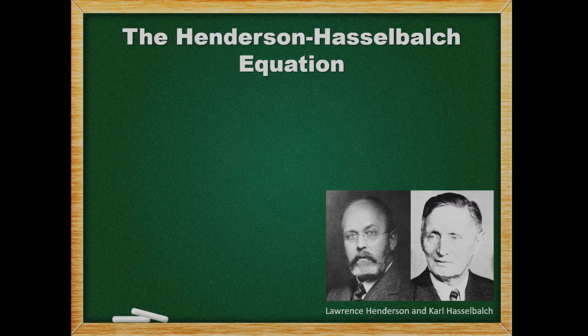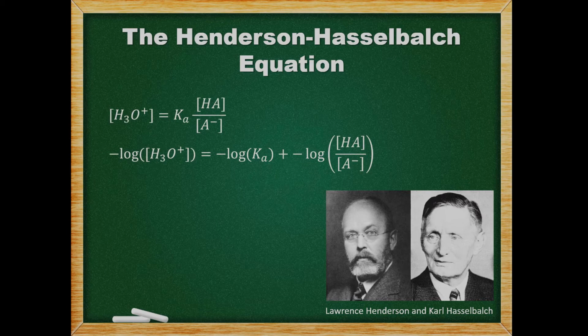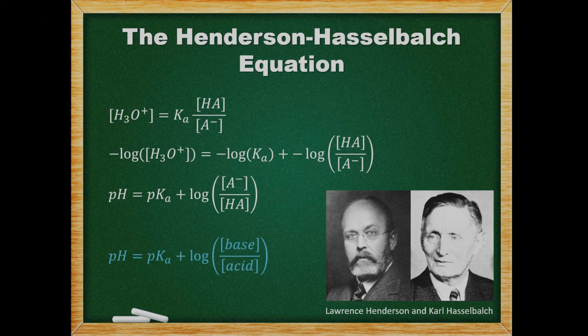The derivation begins with our rearranged Ka expression, and we take the negative log of both sides. This puts the hydronium concentration and Ka value in terms of pH and pKa. It is important to recognize that we invert the ratio when the sign of the log is changed. It is now base to acid. We can use this equation for any conjugate acid-base pair, but note that this equation is for buffers only.